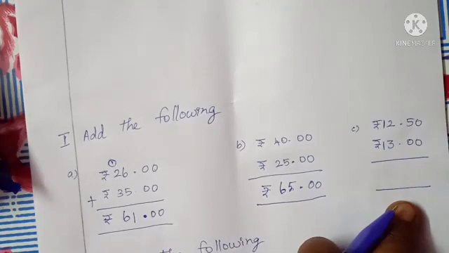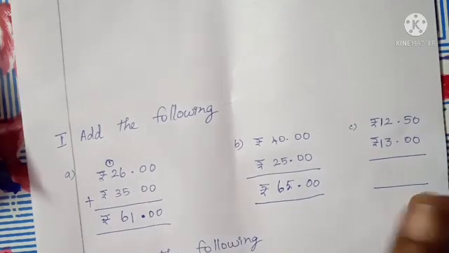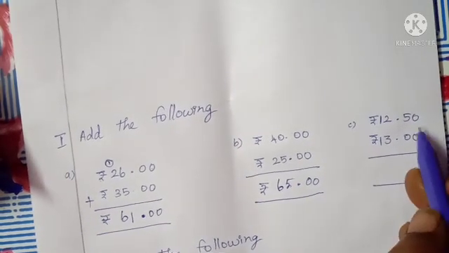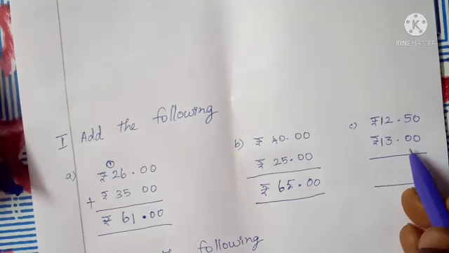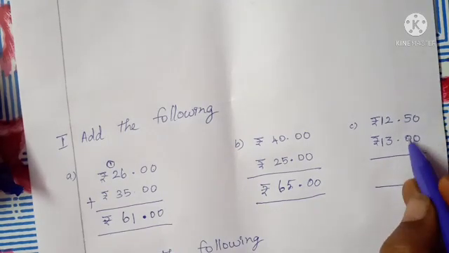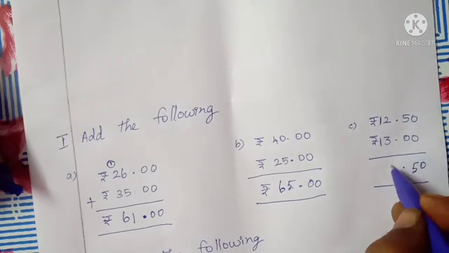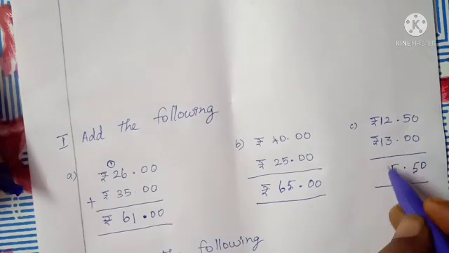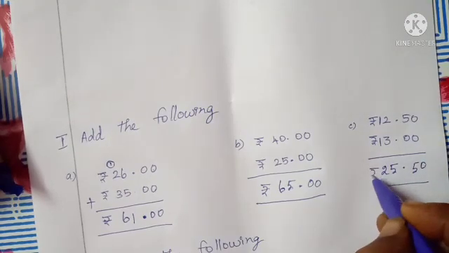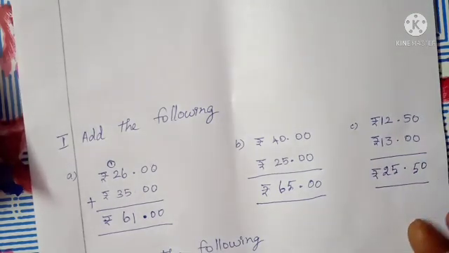Then third sum you find out, children. Here given the paise also. So 12 rupees 50 paise, 13 rupees. So you write here 0, 0. 0 plus 5, 5. Then 2 plus 3, 5. 1 plus 1, 2. So total amount is 25 rupees 50 paise.